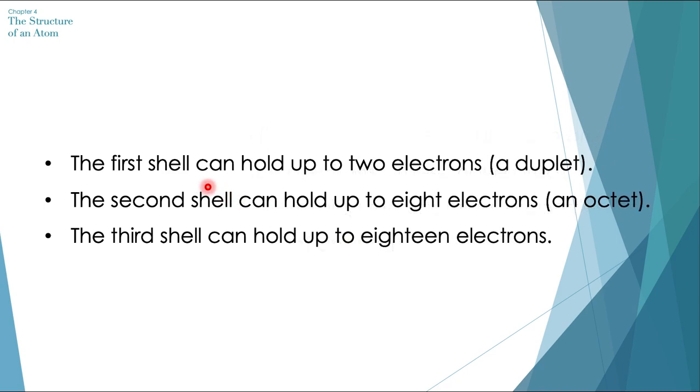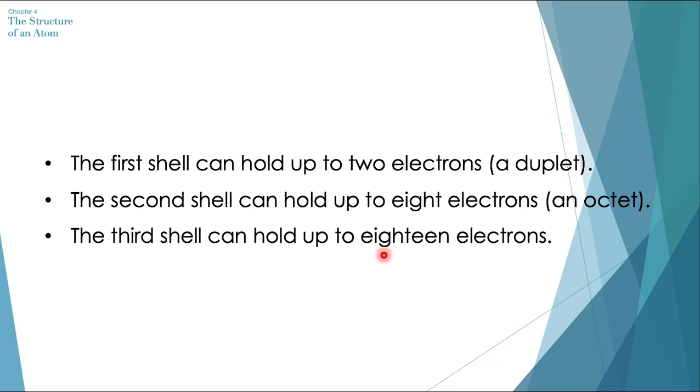So, the first shell can hold up to 2 electrons, this is a duplet. The second shell can hold up to 8 electrons, this is an octet. And the third shell can hold up to 18 electrons. But usually it doesn't get filled entirely to 18, because when it is filled with 8 electrons, extra stability is gained.